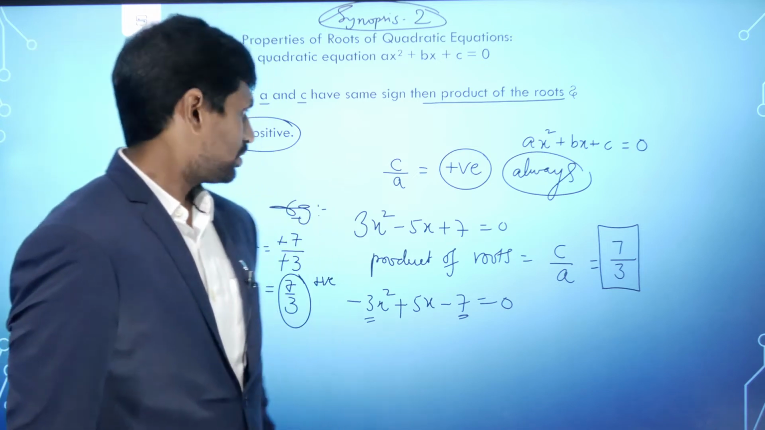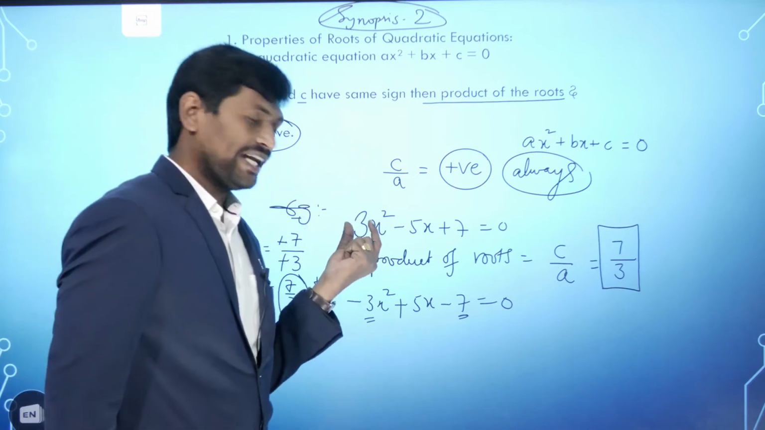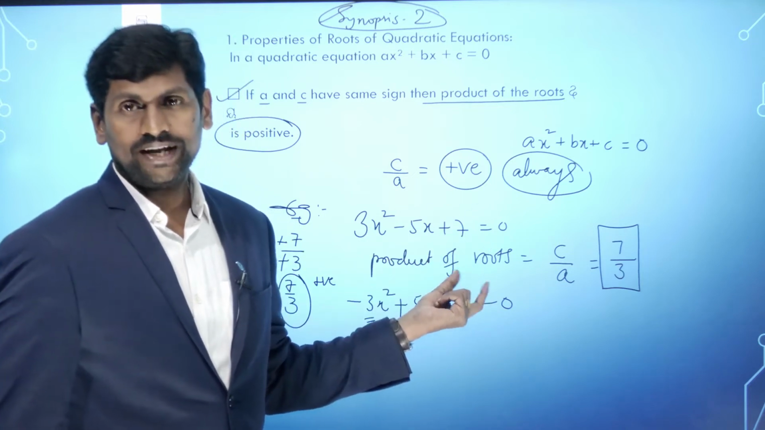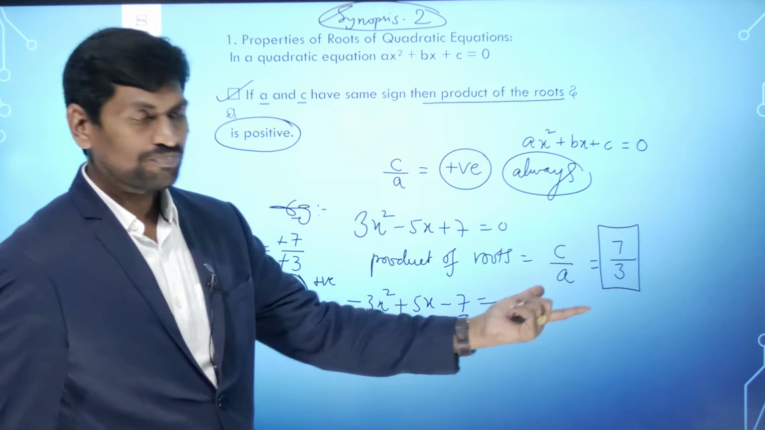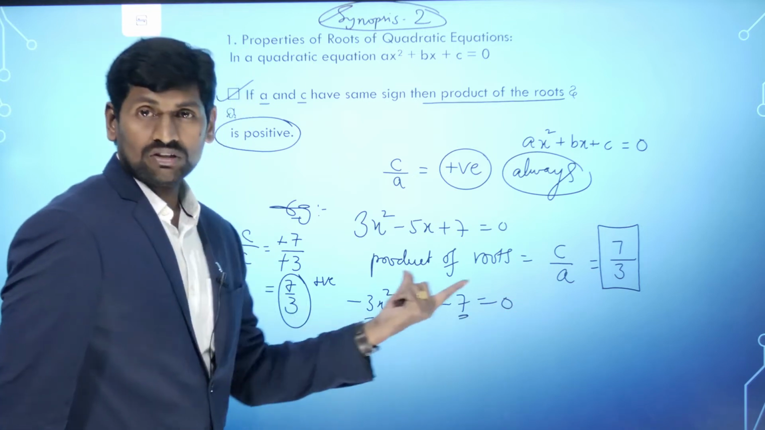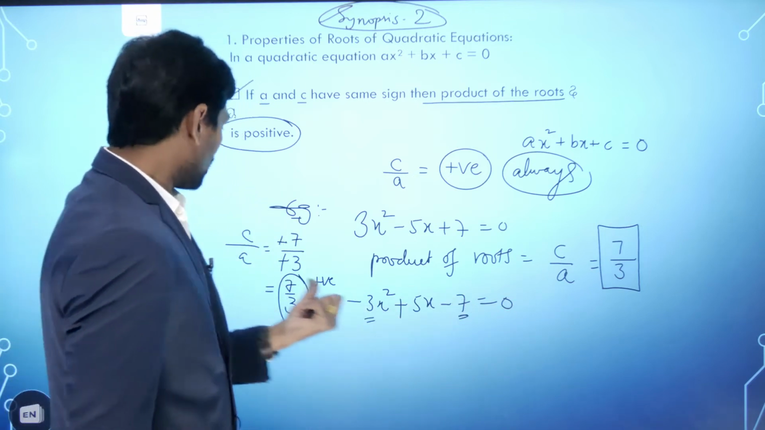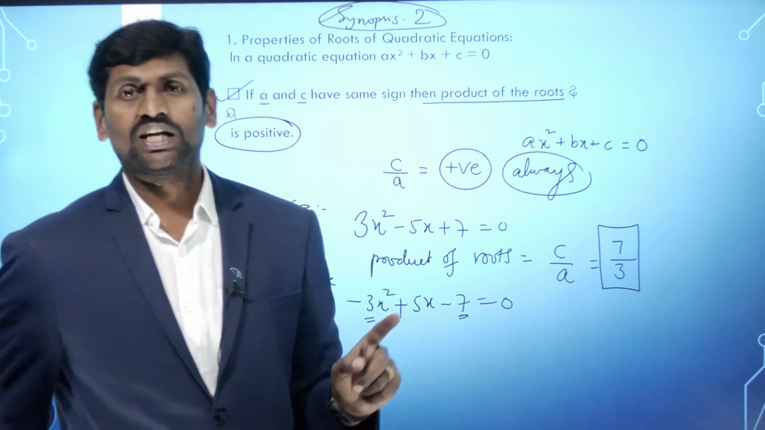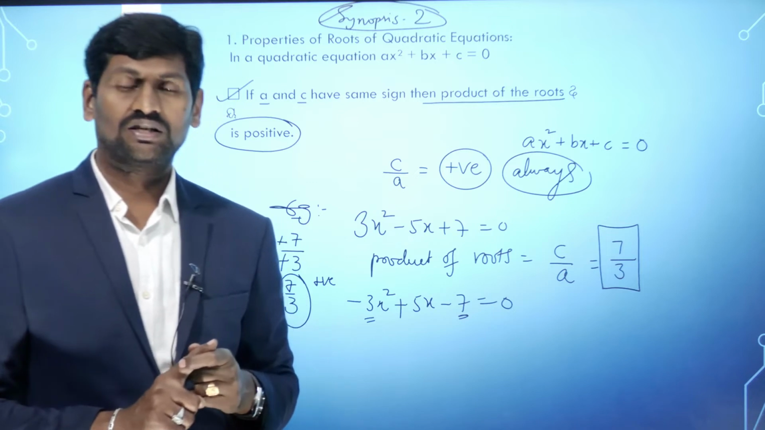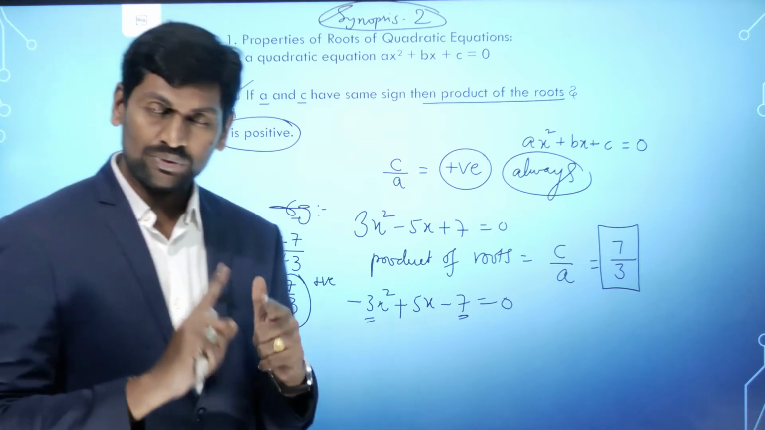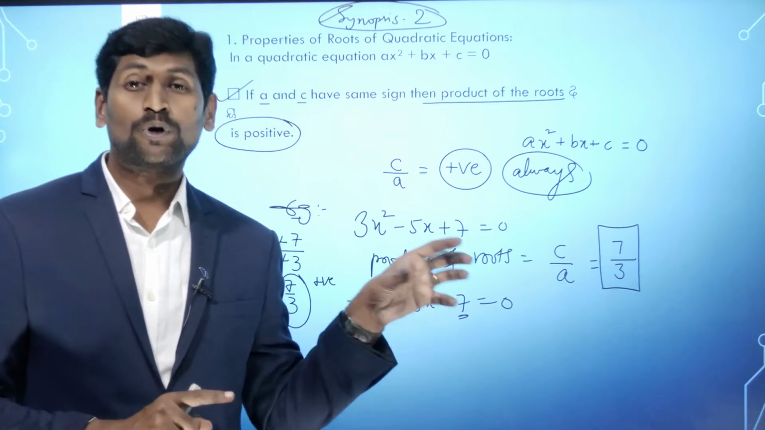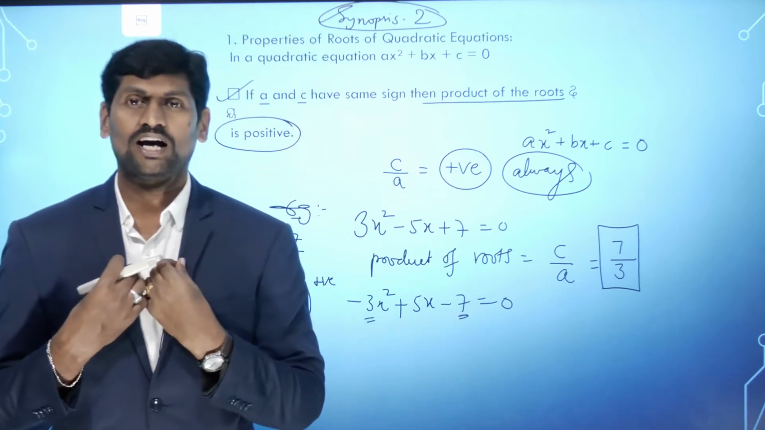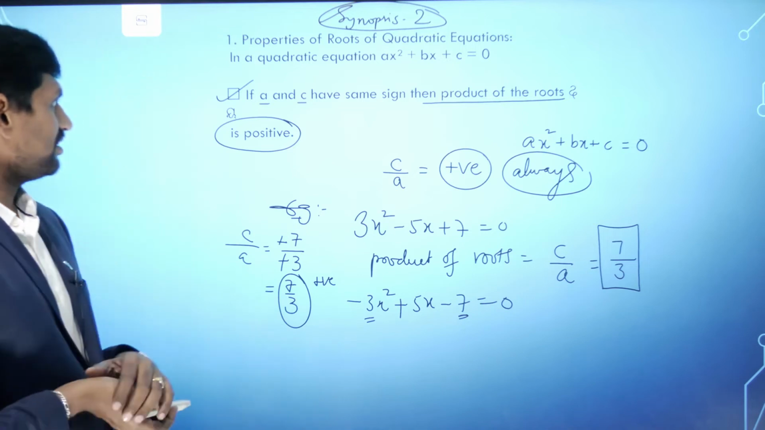So for an example with x square coefficient positive as well as constant term positive, the product of roots is positive. X square coefficient negative and constant term also negative, and the product of roots is also positive. That means if A and C are both positive or both negative, then the product of roots is always positive.